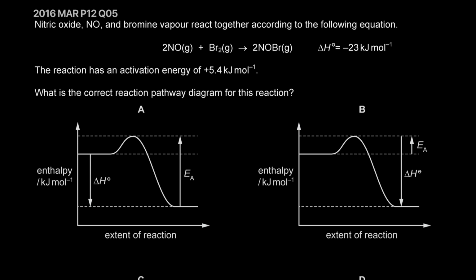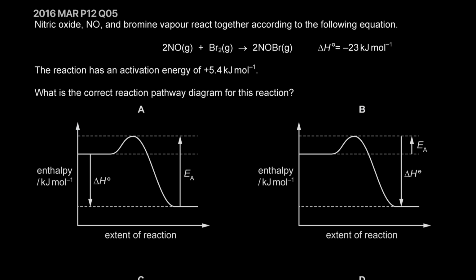Today we're going to be solving multiple choice questions for AS energetics. We're going to start with this question, which says nitric oxide and bromine vapor react together according to the following equation. The reaction has an activation energy of positive 5.4 kilojoules per mole. What is the correct reaction pathway diagram for this reaction?